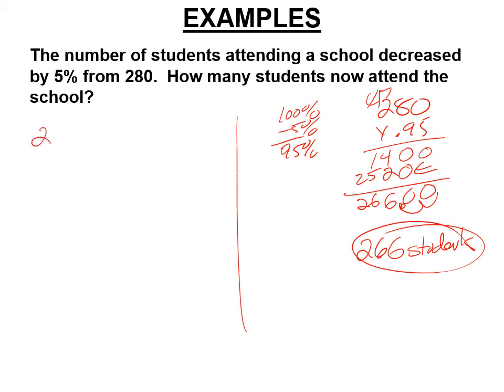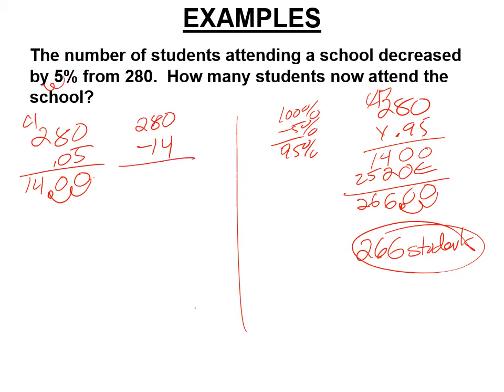The other way to do it would be 280 times 0.05. 5 times 8 is 40. 5 times 2 is 10, 14. Move the decimal twice, so we're subtracting 14 students from the 280, and we better get the same 266 in both cases.